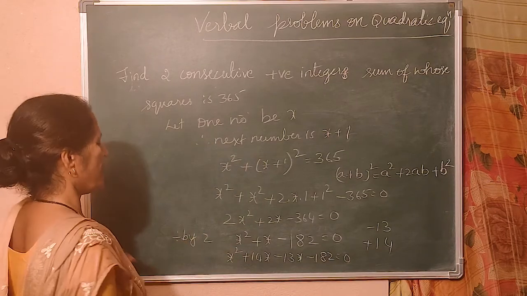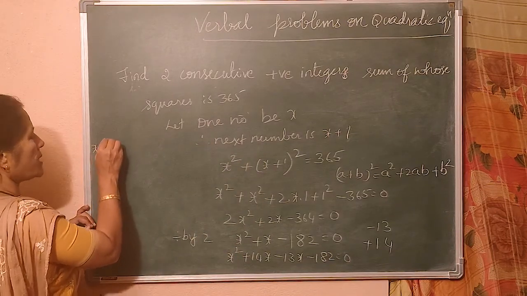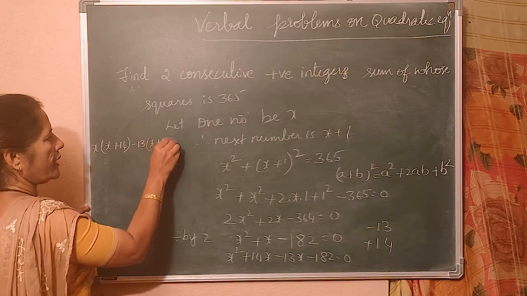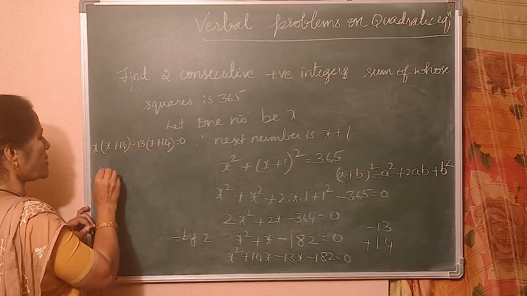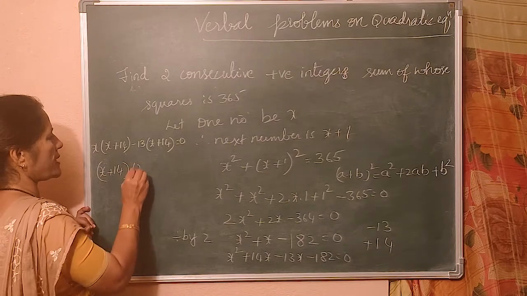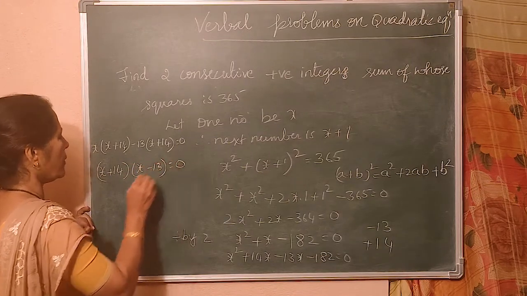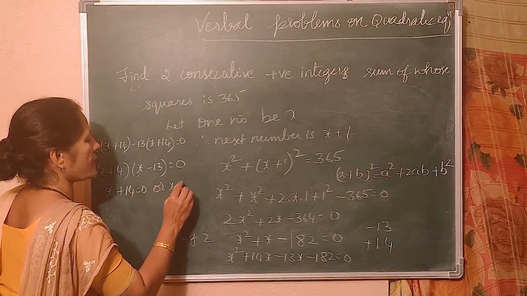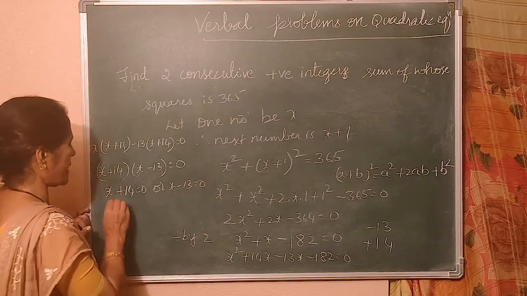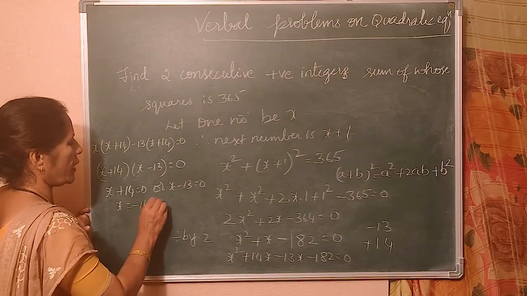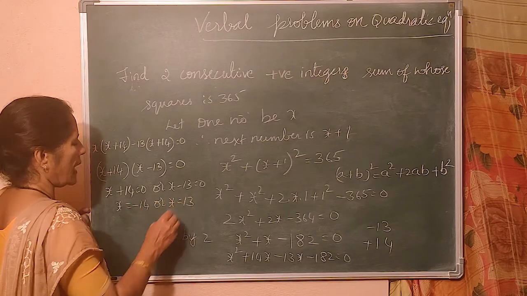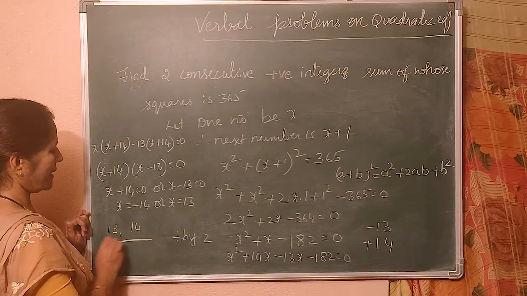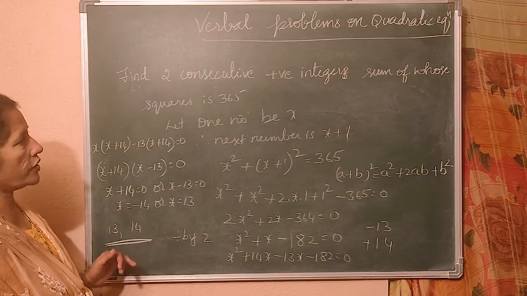So what is common? x is common. I write down x plus 14 minus 13 is common. x plus 14 is common into x minus 13 is equal to 0. So x plus 14 is equal to 0 or x minus 13 is equal to 0. So I can say x is equal to minus 14 or x is equal to 13. Do you agree? They said positive integers. So 13, 14. Therefore the two integers needed are 13 and 14.